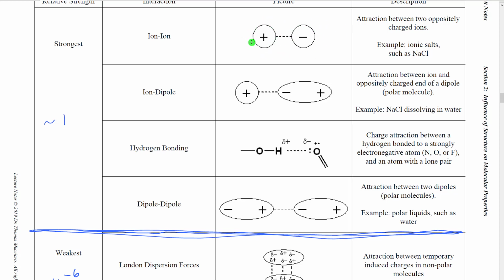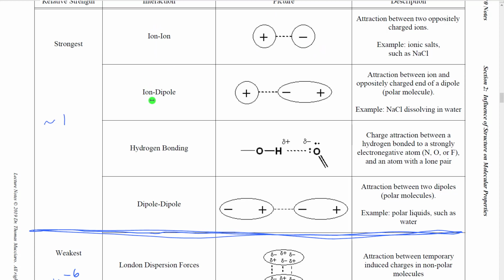We could depict it like this, showing a positive ion particle being attracted to a negative particle, where the dotted line is the attractive force. We would describe it as the attraction between two oppositely charged ions. For an example, we could say ionic salts like sodium plus, chloride minus, and the many other ionic substances that you discussed in Gen Chem. These are all examples of substances that have the ion-to-ion intermolecular attractive force operating.